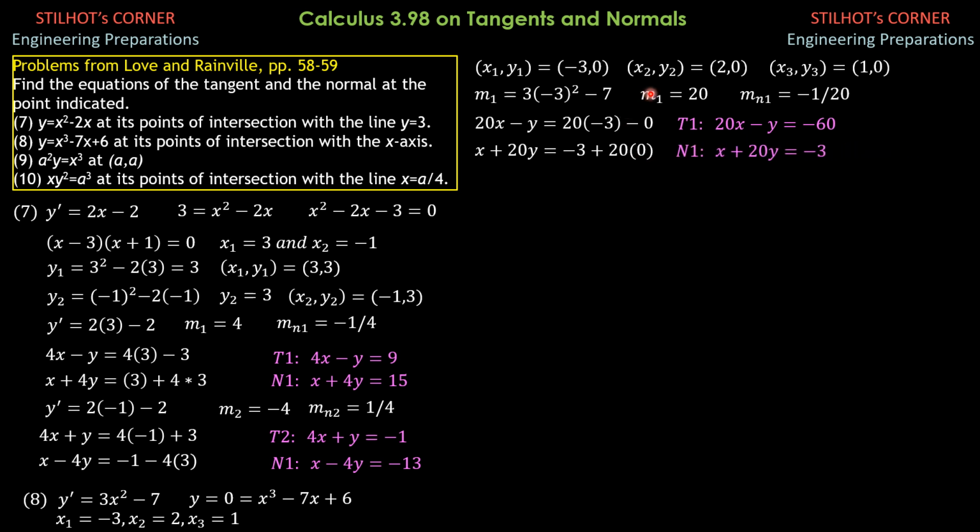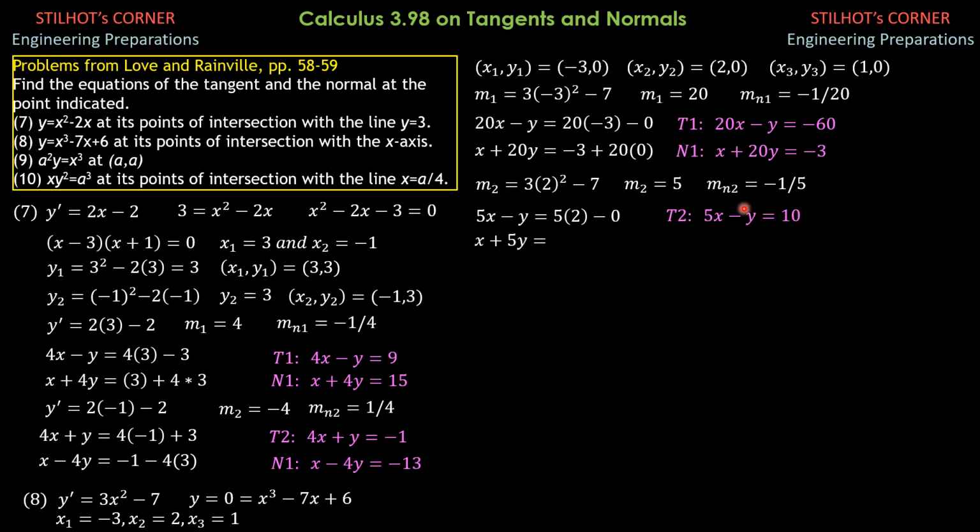That's the normal. For the second point of tangency, slope is 3 times 2 squared minus 7. So that is 12 minus 7, so 5. And the slope of the second normal is negative 1/5. For the second tangent, the equation is 5x minus y equals 5 times 2 minus 0. So the second tangent is 5x minus y equals 10. And the second normal is x plus 5y equals 2 plus 5 times 0. So x plus 5y equals 2.